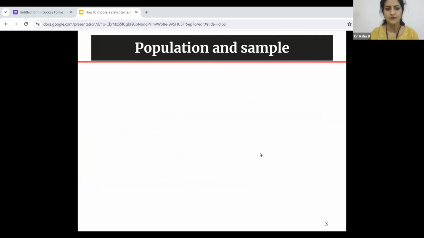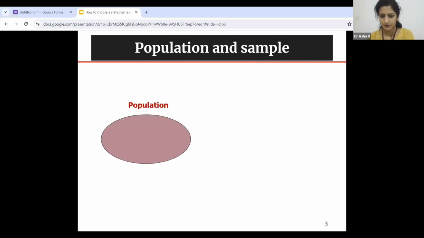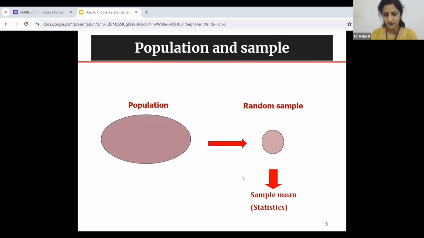Coming to the concept of population and sample. As we all know, whenever we want to do a study on a population, we cannot do it on the whole population because of time, money, and manpower. So what we do is, we take a sample out of the population randomly, and then we do a study on this sample. From the sample, we get some numerical values which represent the sample. Whatever numbers we get from the sample, we call statistics. And from these statistics, we interpret or guess what our population parameter could be. So this is the fundamental idea whenever we are doing a study.